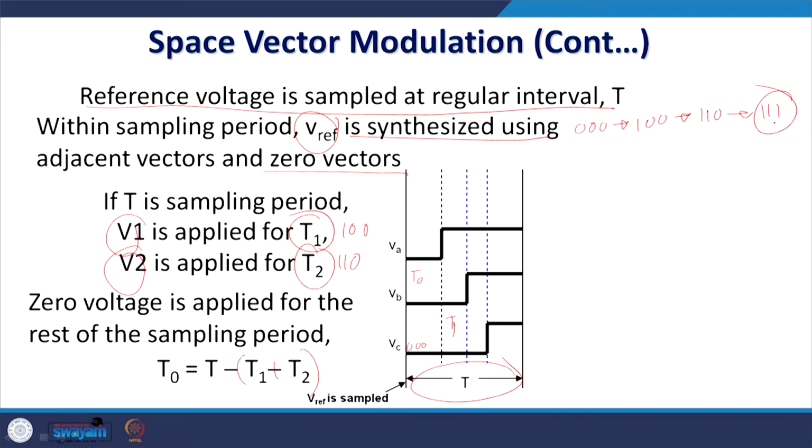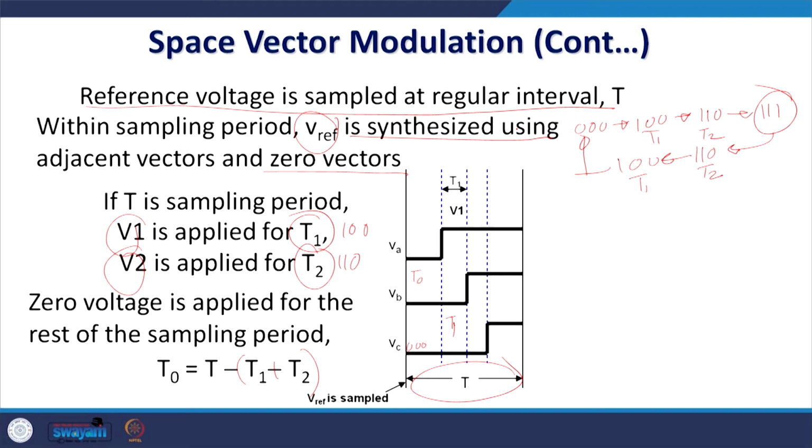Since you end here and again you start, this was the duration of T1 and this was the duration of T2. Since you start from 1 1 1, the next sequence will be 1 1 0 and that will be T2. Thereafter, you will be at 1 0 0, that will again be T1, then again you come to this point. This is the cyclic order which you require to follow.